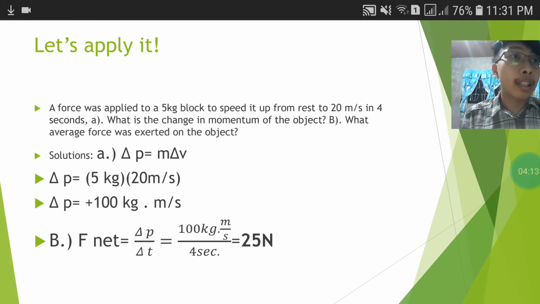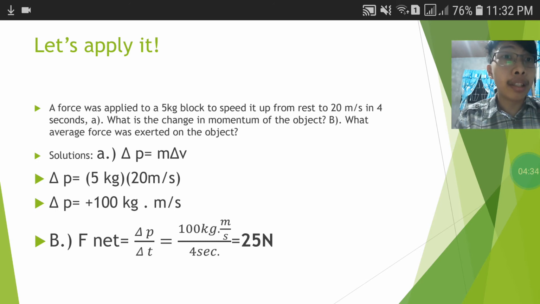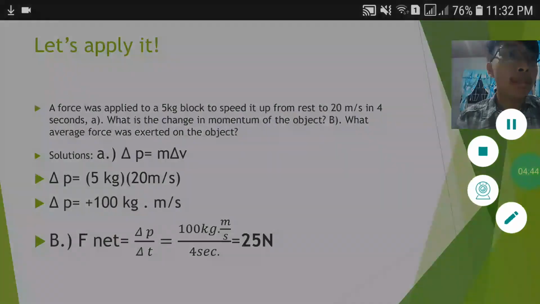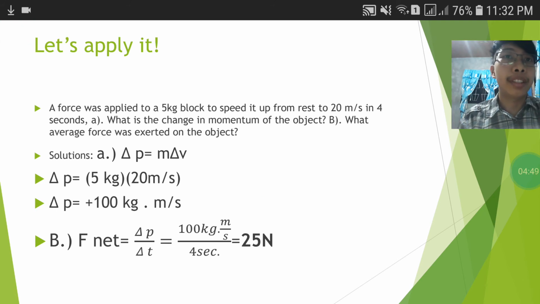So let's continue to problem B. What average force was exerted on the object? According to our derivation in the last slide, F net is equal to the momentum over time. Our momentum, which we computed in A, is 100 kilogram meters per second, divided by our time, 4 seconds. It is equal to 25 newtons, and that is our net force.